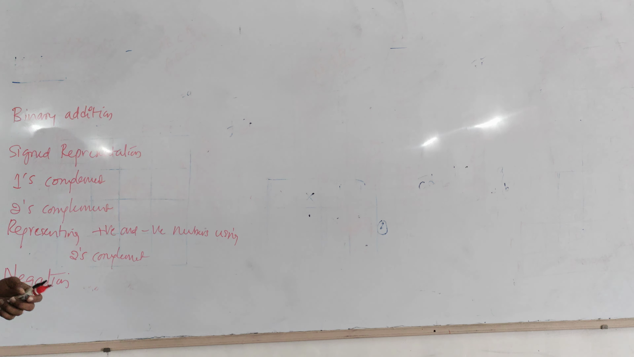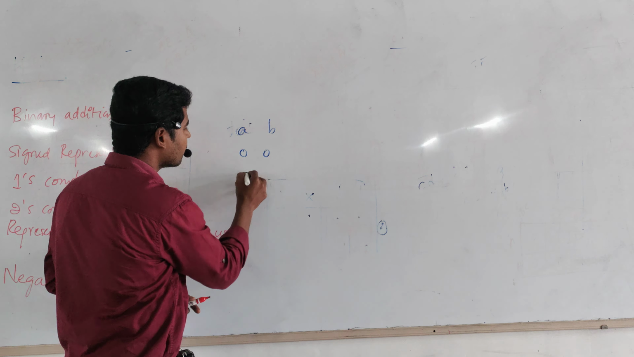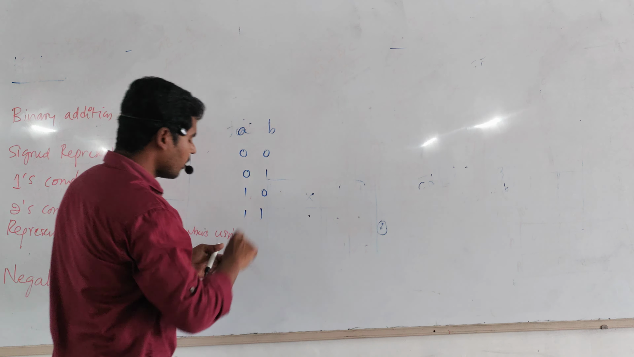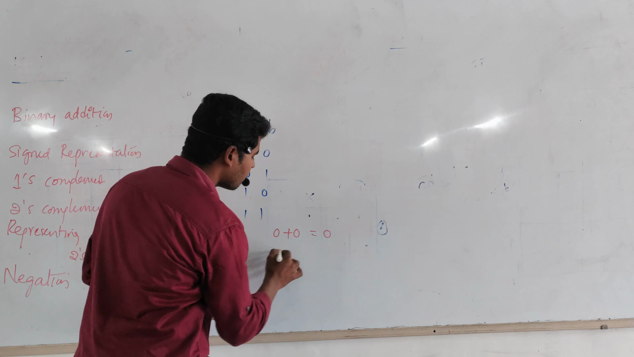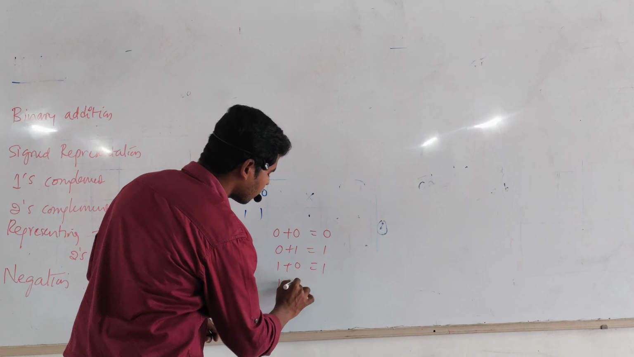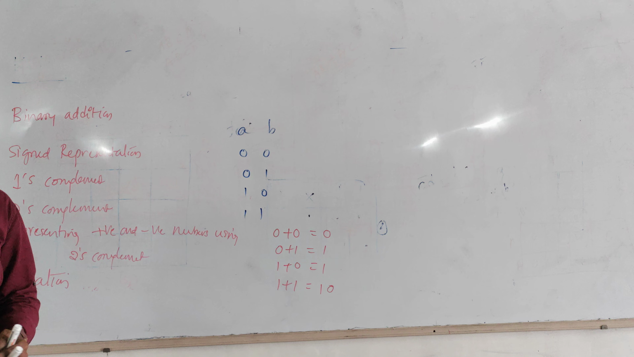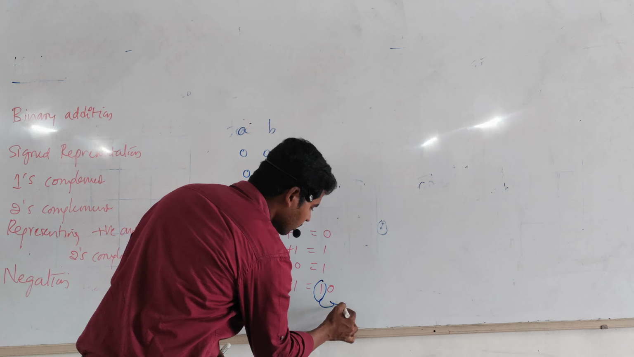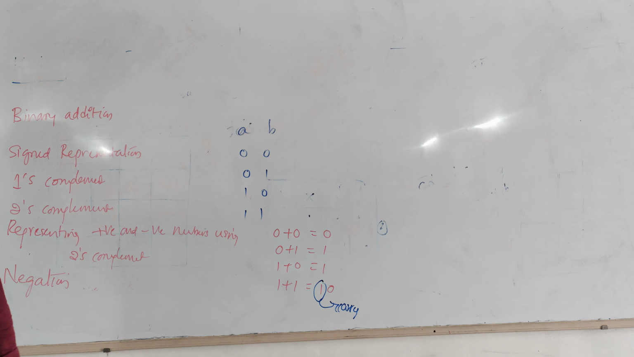Here, binary addition means, suppose you are taking two numbers A and B, with the possibilities 0 0, 0 1, 1 0, 1 1. If you want to perform the addition of these two numbers: 0 plus 0 is 0, 0 plus 1 is 1, 1 plus 0 is 1, 1 plus 1 is 0 with carry 1. This is a representation. That is nothing but binary addition.